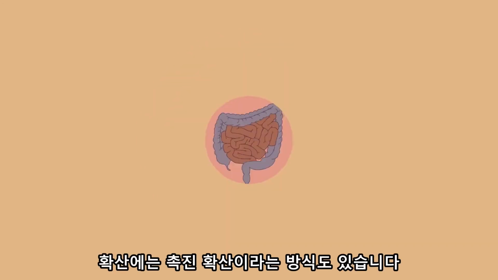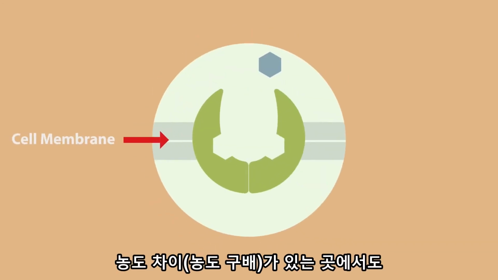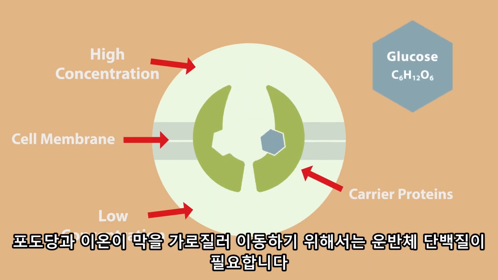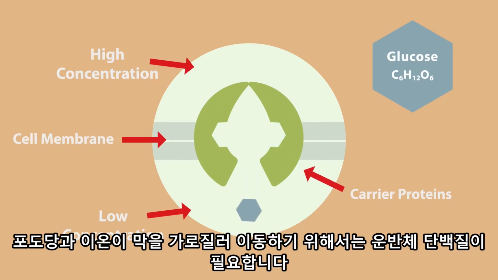How digested foods like amino acids move from the small intestine into the blood also moves by diffusion. You can also have facilitated diffusion, where the movement is still down the concentration gradient, but special carrier proteins are required to enable the movement. Glucose and ions need carrier proteins to move across the membrane.